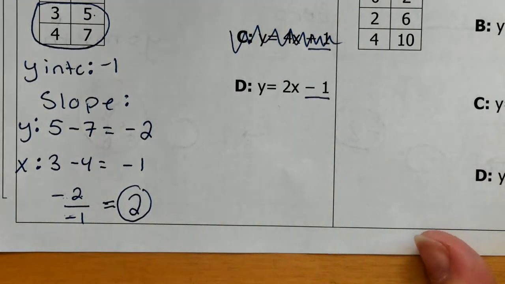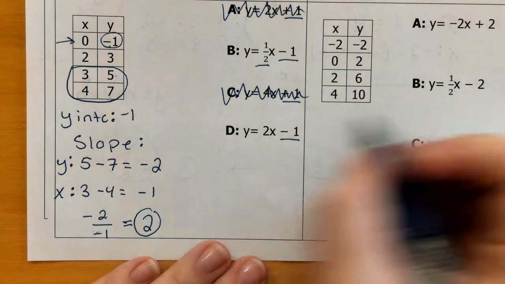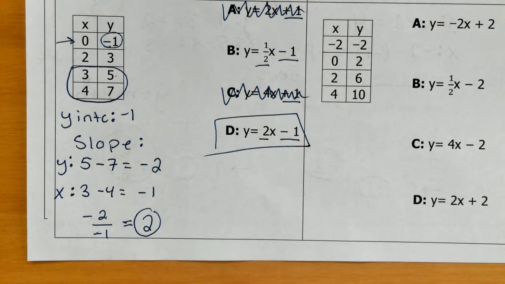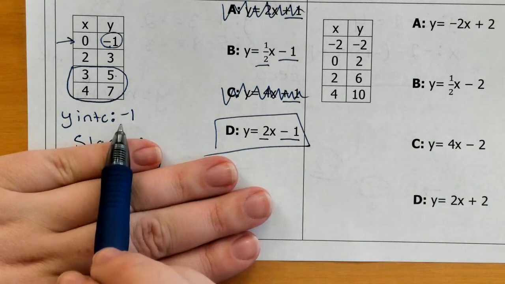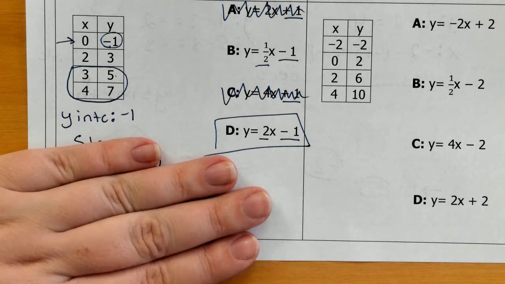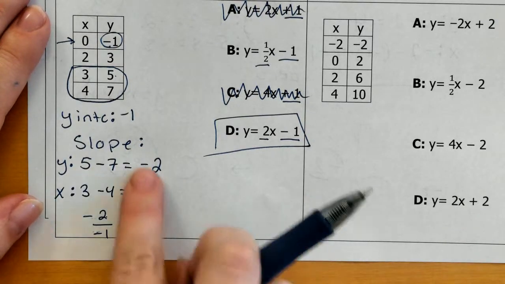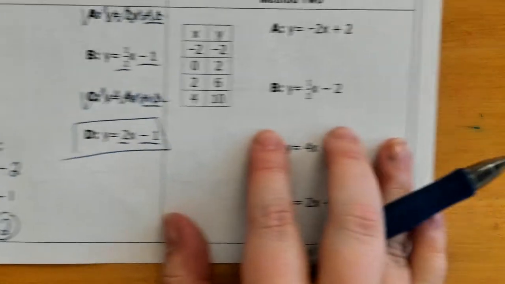So if I go back and I look at the equations that are left, this one has a slope of 1/2, this one has a slope of 2. That means my answer choice is D. If you get to this point where you found the y-intercept and then you get stuck, you can always use substitution, which is what I'm going to show you next. So if this part is still making you a little bit confused, you always have substitution that you can fall back on. So let's look at how we could use substitution here.